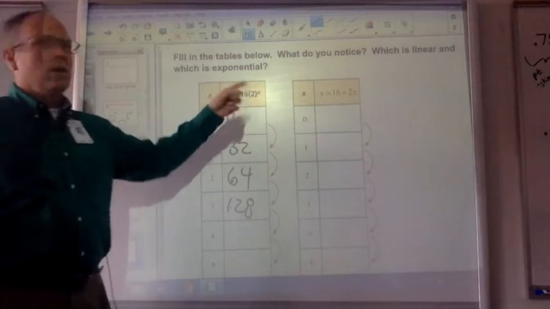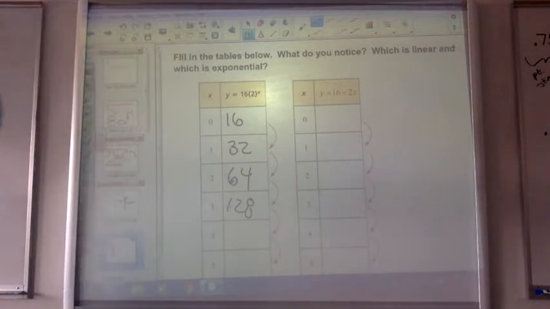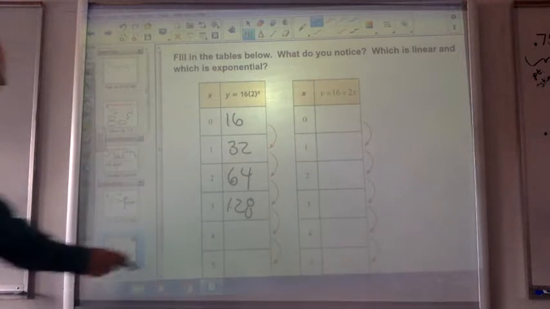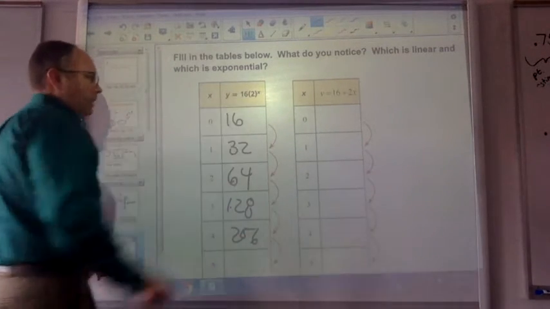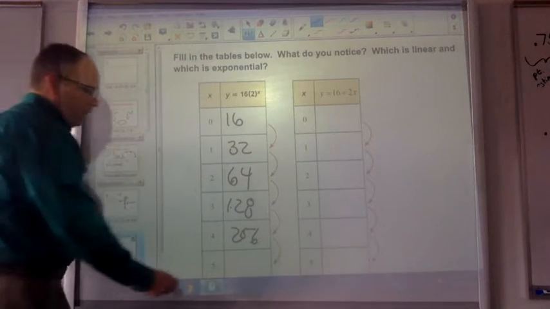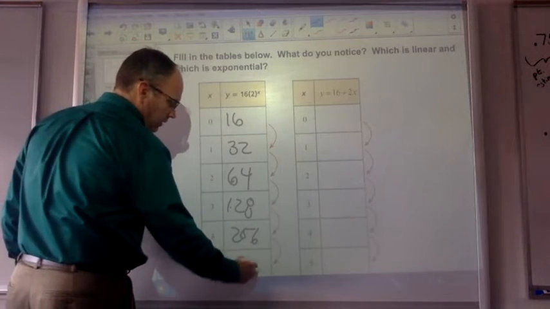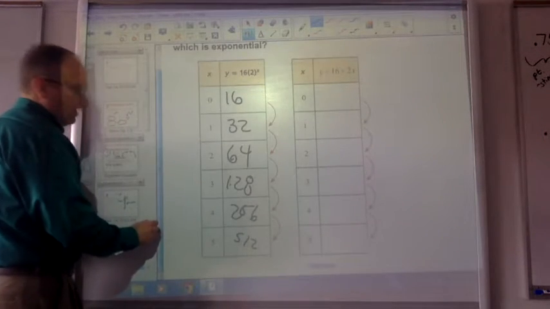128. 2 to the fourth. 2 times 2 times 2 times 2. That's going to be 16 times 16, which is 256. Holy cow. And then 2 to the fifth. That's 32 times 16. So I believe it's 512. How do we feel about that?